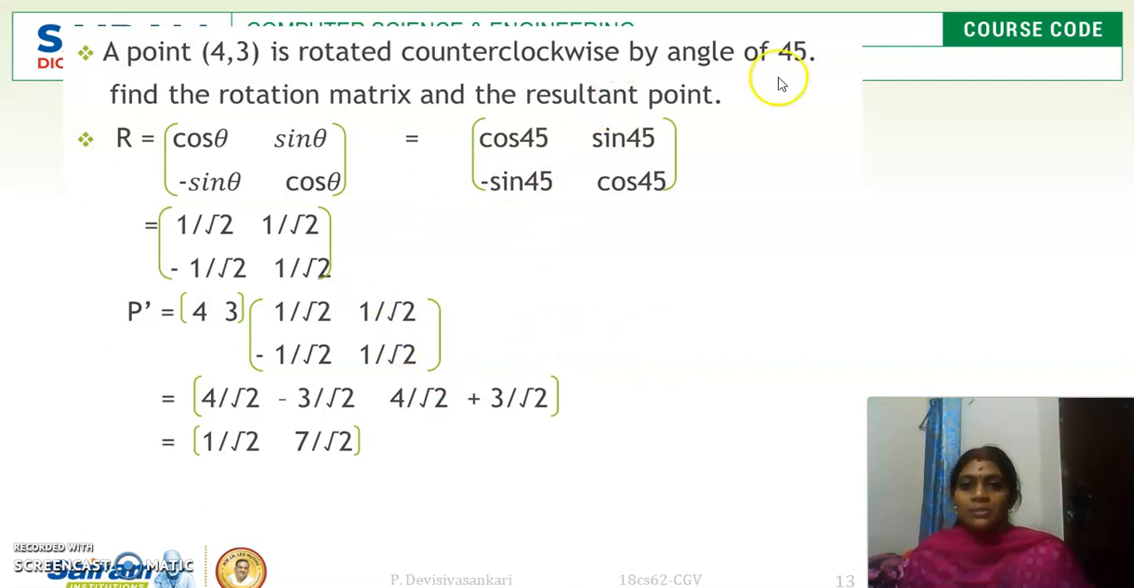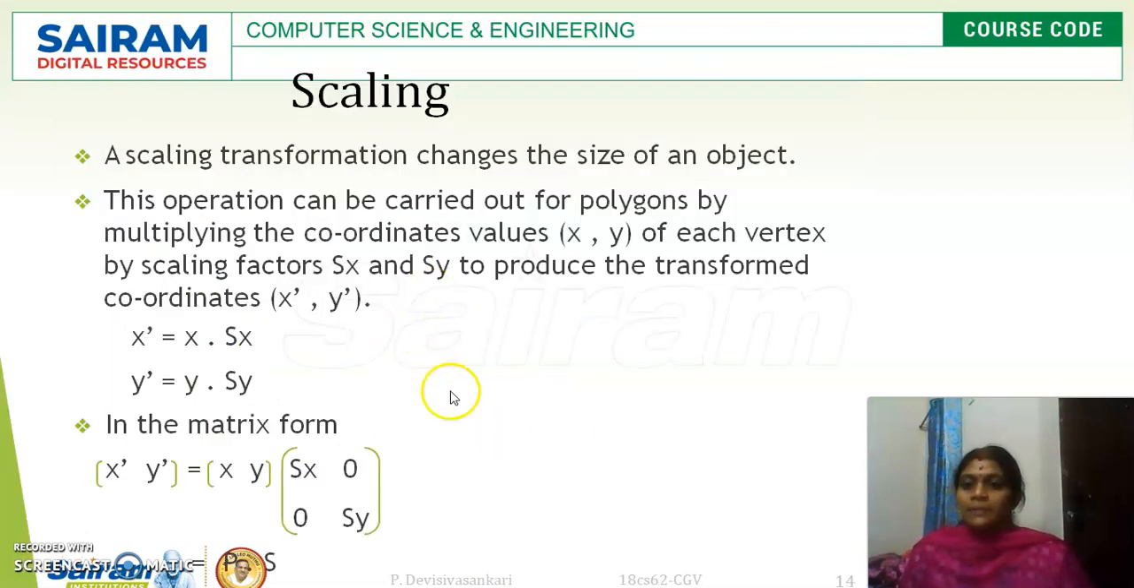So here cos 45 and sin 45. So for this rotation matrix, actually we are applying this theta values, and finally we are getting 1 divided by root 2 and 1 divided by root 2. So we have to find out the final step, okay, by substituting what is the root 2 value over here, right? And next is scaling.